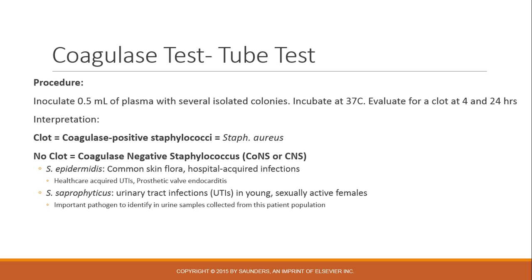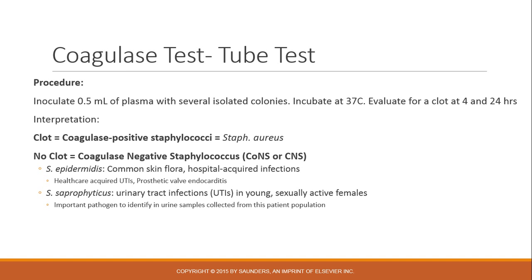For the tube test, you want to take 0.5 mL of the plasma and some isolated colonies, mix them in with the plasma, incubate at 37 degrees, and check it after 4 hours. If it's negative at 4 hours, you want to incubate it a full 24 hours. If it's positive at 4 hours, go ahead and call it positive. So the interpretation is if you see a clot, if the plasma turns into a nice solid clot, it's coagulase positive Staphylococcus, which is Staph aureus. You've identified your organism at that point. It's Staph aureus. If there's no clot, then you have some kind of coagulase negative Staphylococcus.